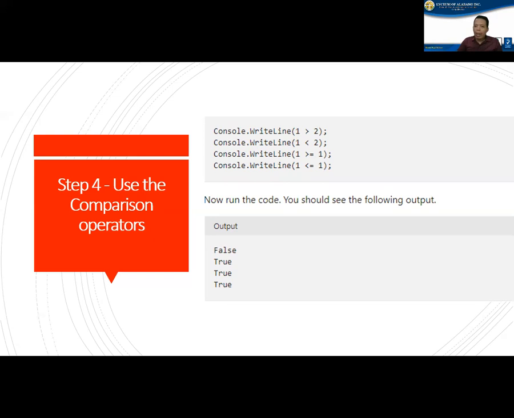The first statement will definitely output false, because 1 is not greater than 2. However, 1 is less than 2, so for the second statement the output will be true. The same for statement 3, the output is true because 1 is greater than or equal to 1. And for the fourth statement, 1 is less than or equal to 1, definitely this gives us an output of true.